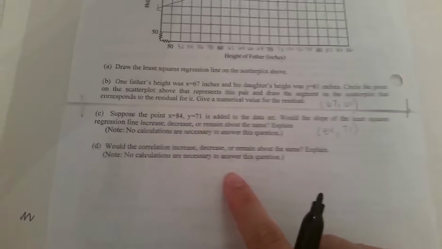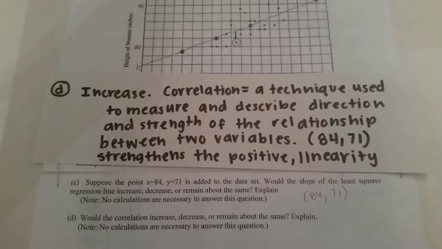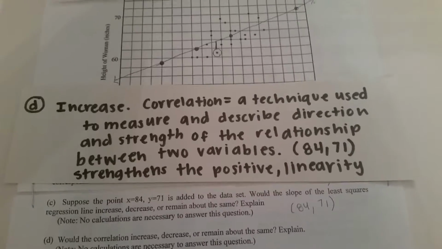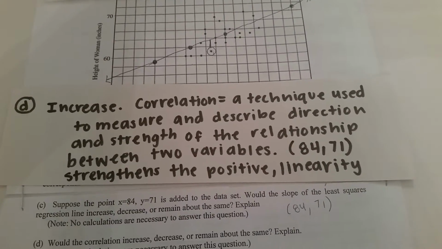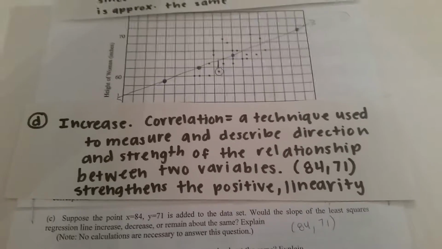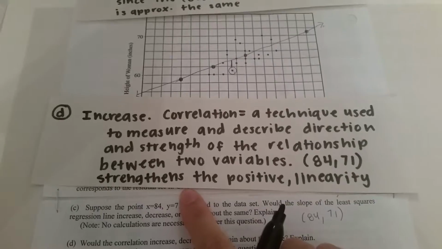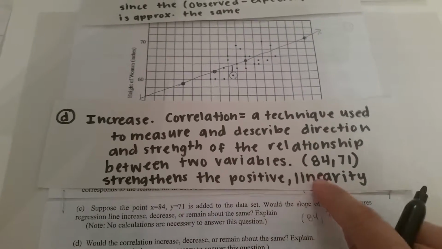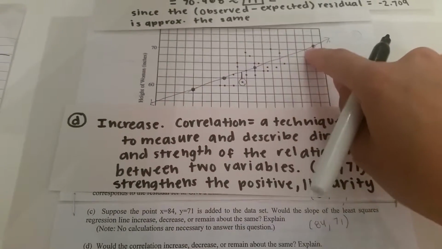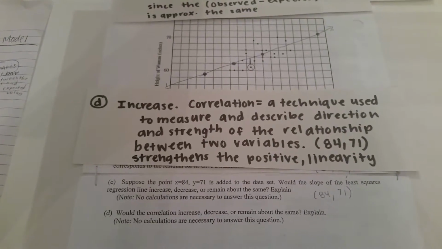Okay, moving on to part D, would the correlation increase, decrease, or remain about the same? Now the correlation is a technique used to measure and describe the direction and strength of the relationship between two variables. Okay? And since it is on the regression line, it strengthens the positive and linear relationship of it all. Okay? So the correlation would increase.